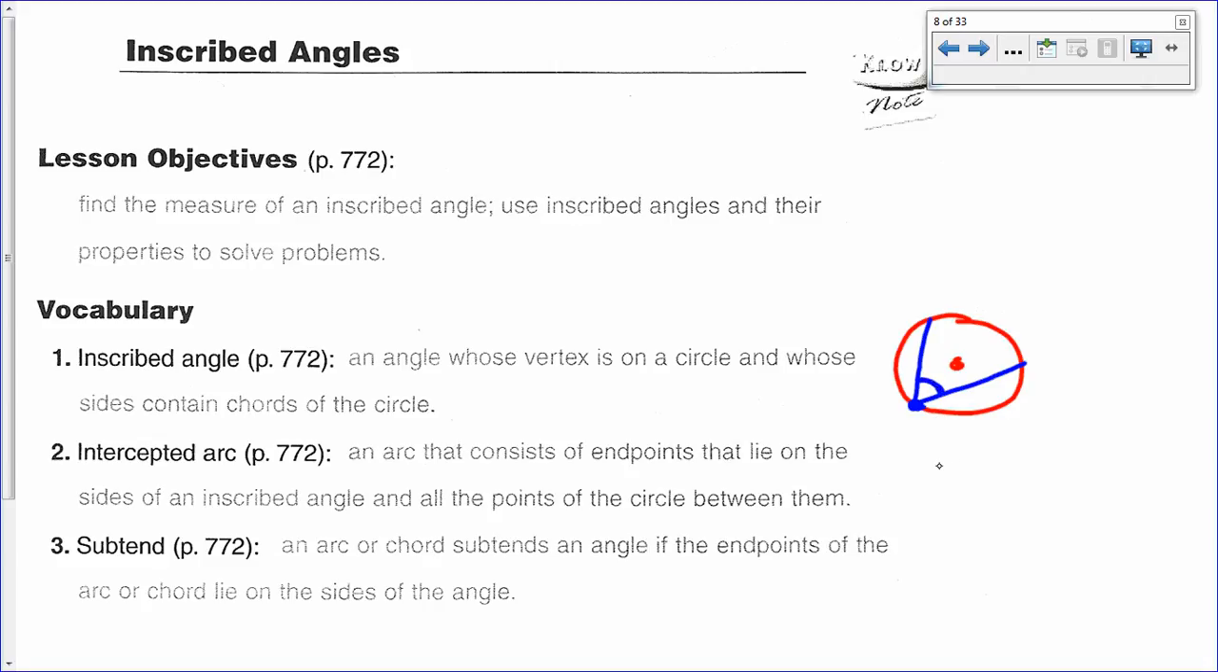I want you to label this diagram here. Inscribed angle. Sorry, I'm using the wrong words.